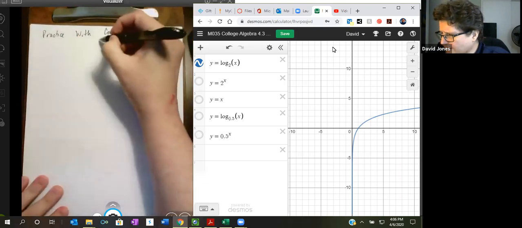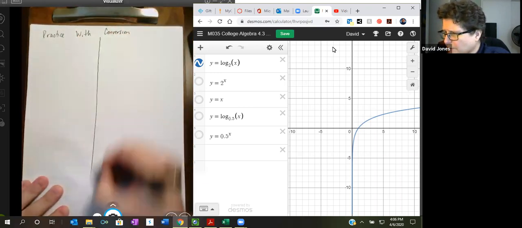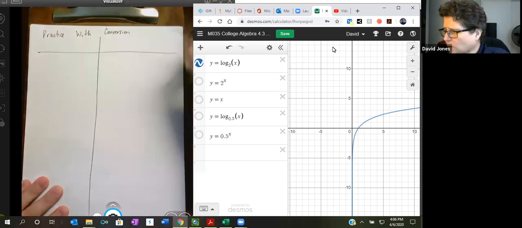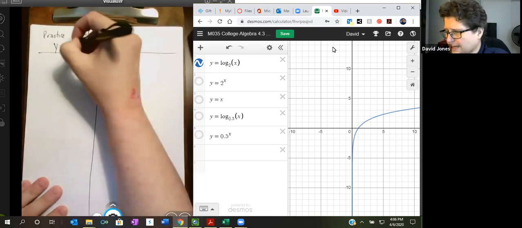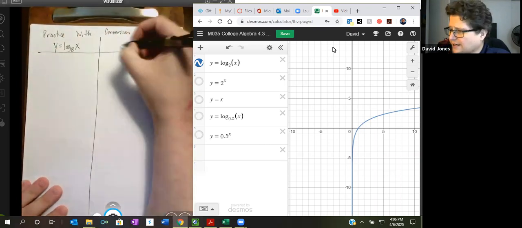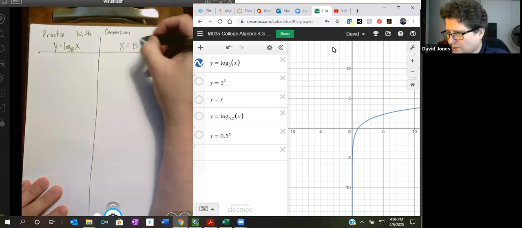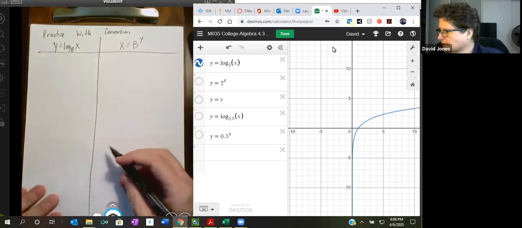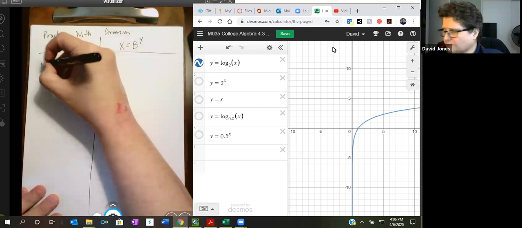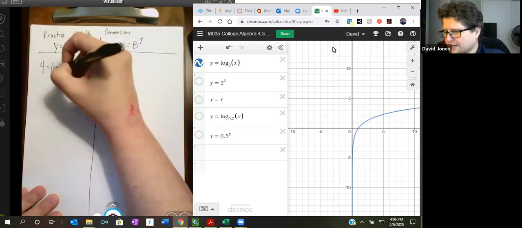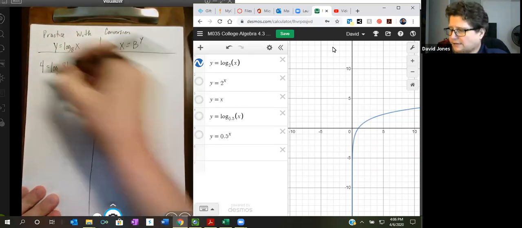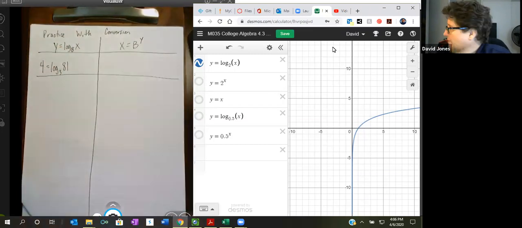So on the left, we're going to have our y equals log base b of x. And on the right, we're going to have x equals b to the y. So let's start off with 4 equals log base 3 of 81. How can I switch that over to x equals b to the y? What you might find handy is comparing these.